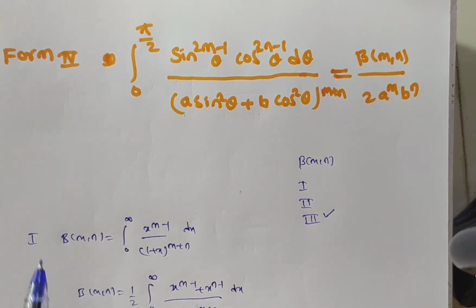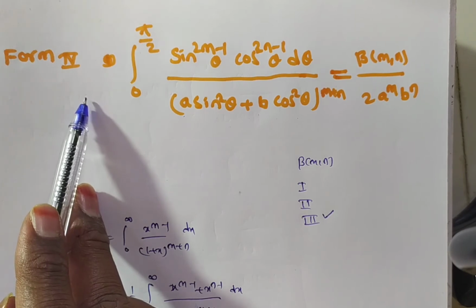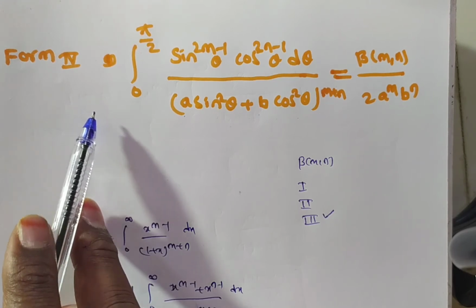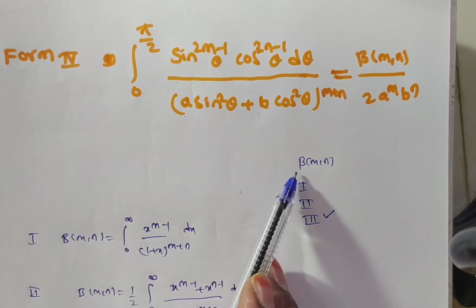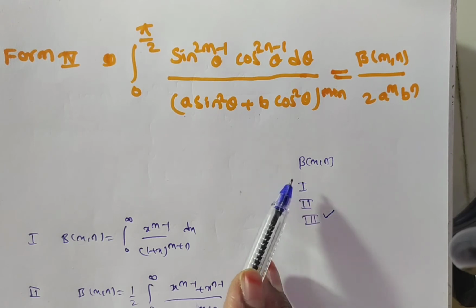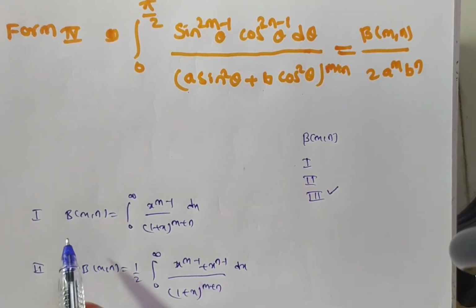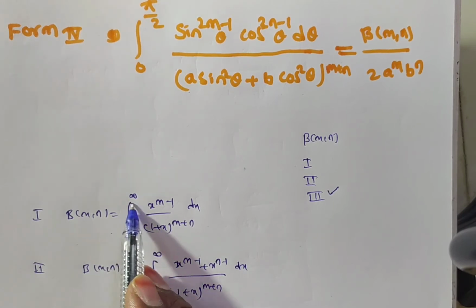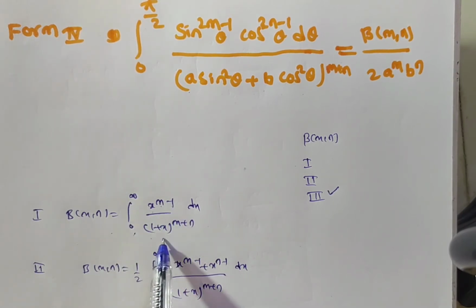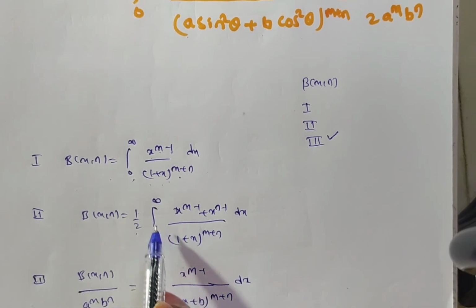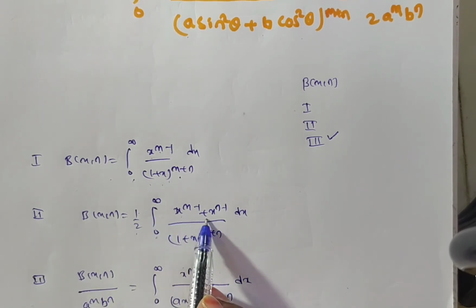To prove form 4, or generally to prove transformation 1, 2, 3, 4 or whatever it may be, we use the definitions of beta of m comma n, the standard forms. Any one of the standard forms we use. See friends, the first standard form: beta of m comma n is equal to integral 0 to infinity x to the power of m minus 1 by (1 plus x) to the power of m plus n. Second one is 1 by 2 times integral 0 to infinity of (x power m minus 1 plus x to the power of n minus 1) by (1 plus x) power m plus n.